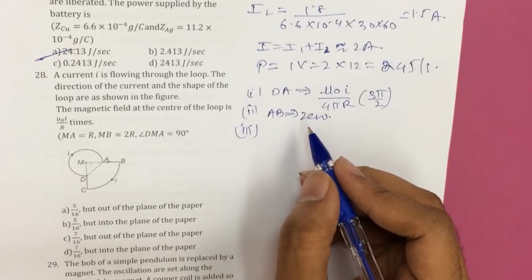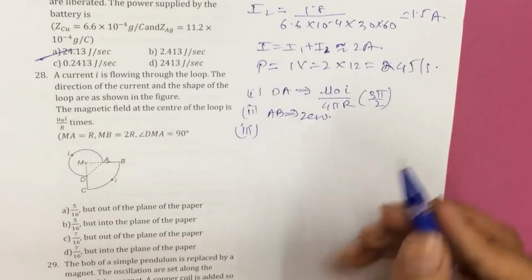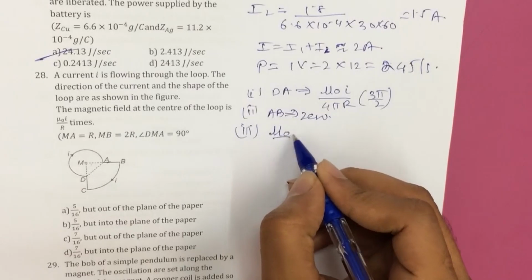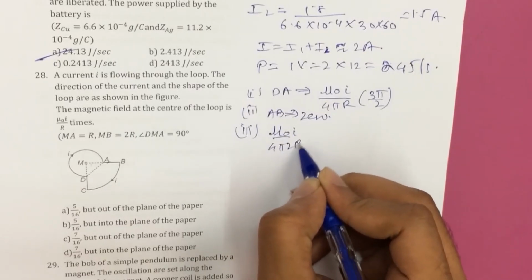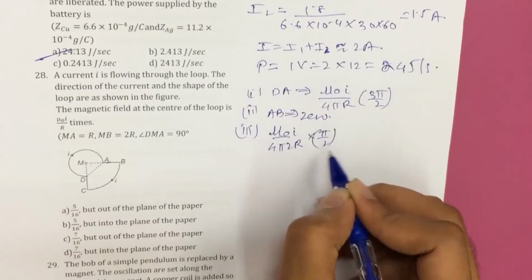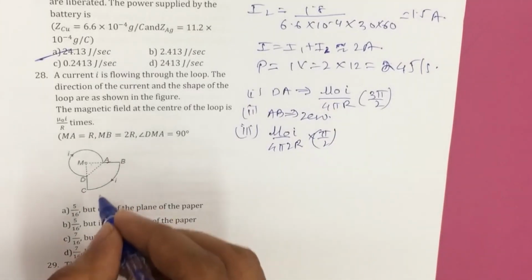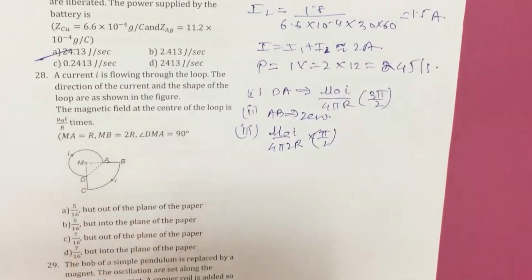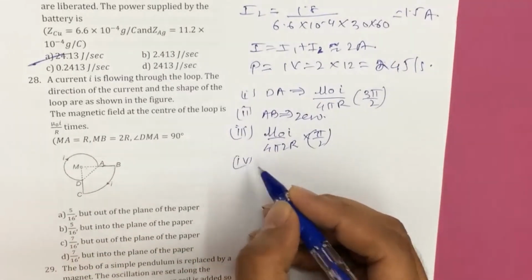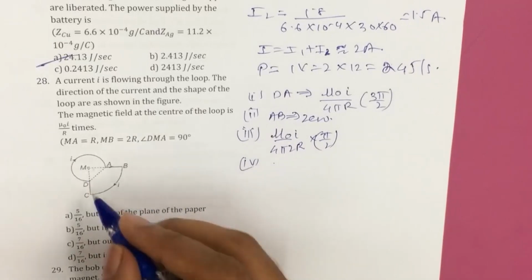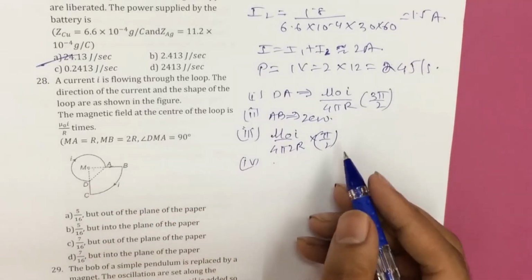Third thing, magnetic field at the center due to the curved portion BC would be mu 0 I divided by 4 pi, 2R, multiplied by pi by 2 because the angle is pi by 2. According to the right hand screw rule, here the magnetic field will also be into the plane of the paper. And the fourth thing would be magnetic field at M due to the part DC would also be 0.